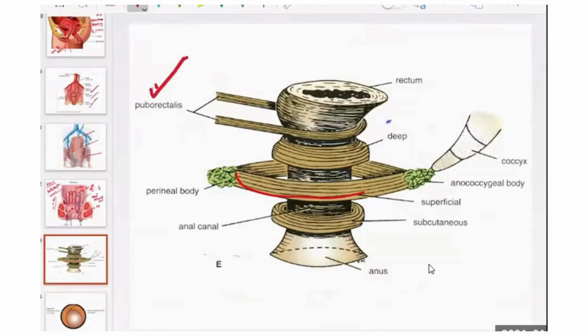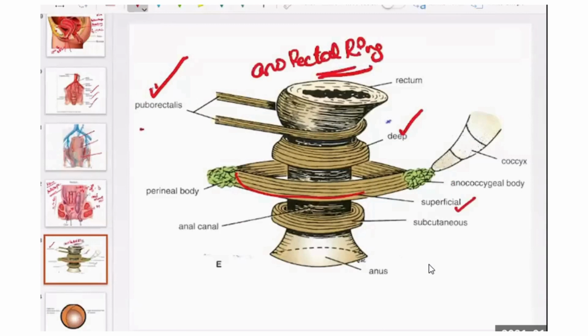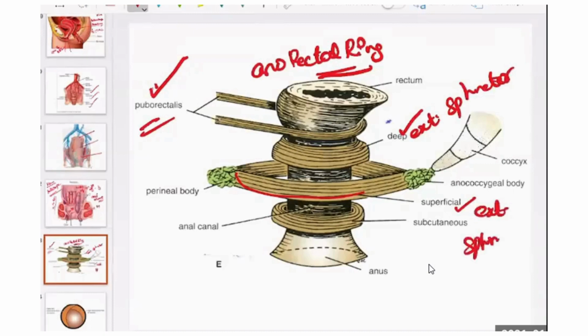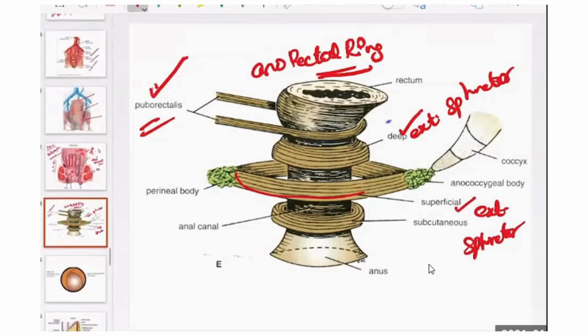Puborectalis. Next is the deep external sphincter, and the internal sphincter. This is superficial. These three muscles form a pulley around the rectum and the anal canal to hold it in position. That we call the anorectal ring, which is formed by how many muscles? Three muscles: puborectalis, deep external sphincter, and superficial external sphincter. So three muscles form the anorectal ring.